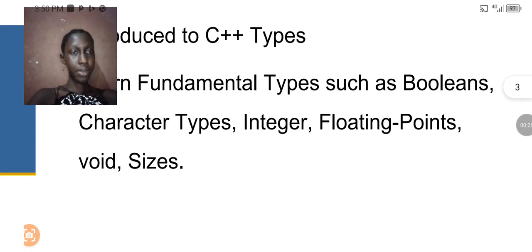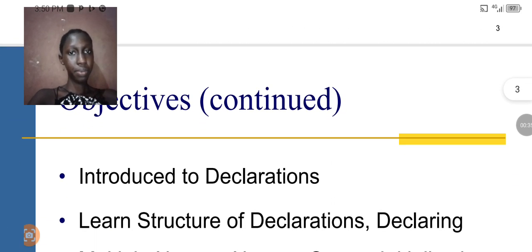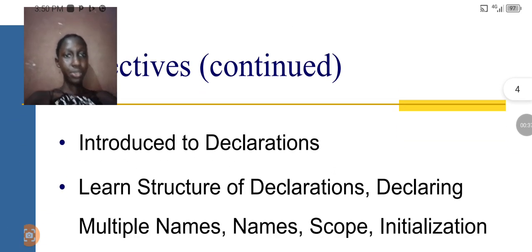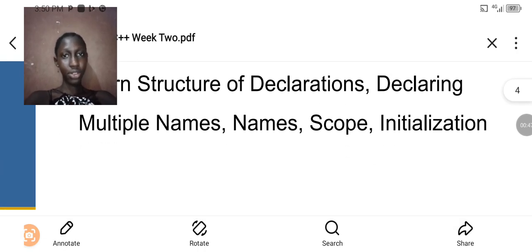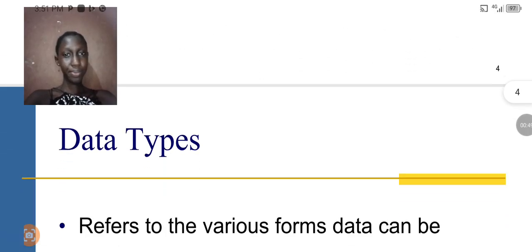learn the fundamental types such as booleans, character types, integer types, floating points, voids, and sizes. We'll also be introduced to declarations, learn the structure of declarations, declaring multiple names, scope, and initialization. Let's get into the main deal now.